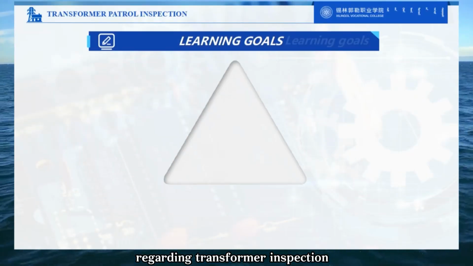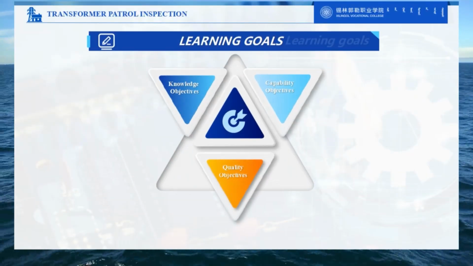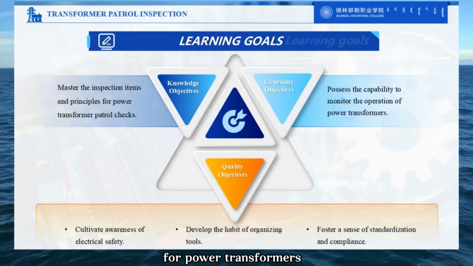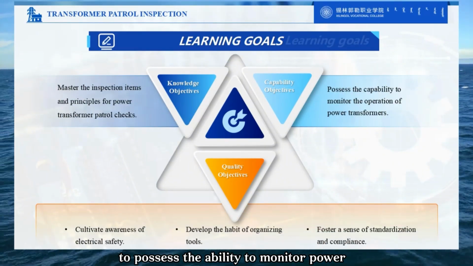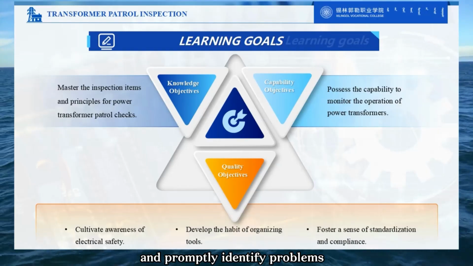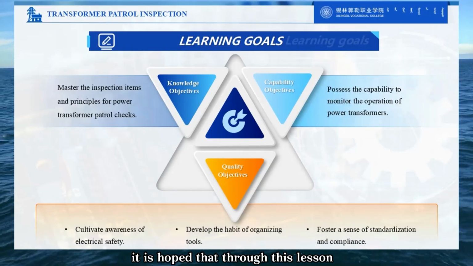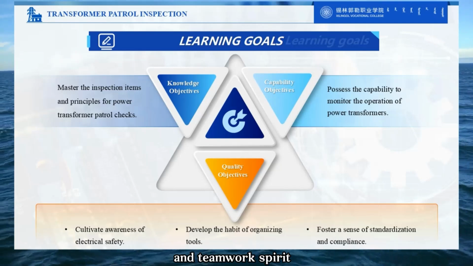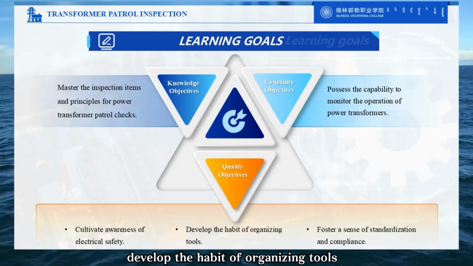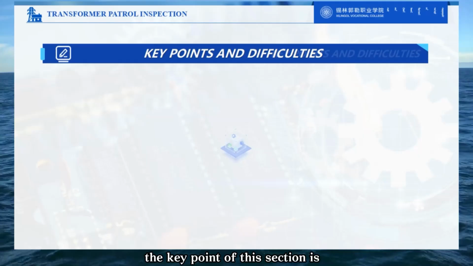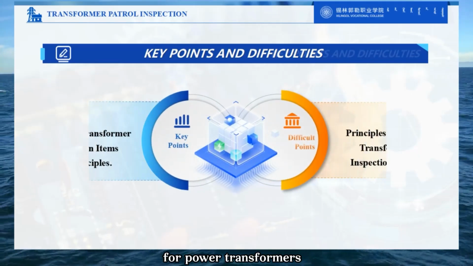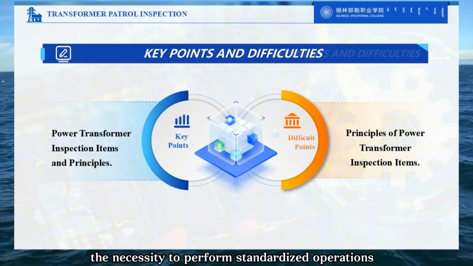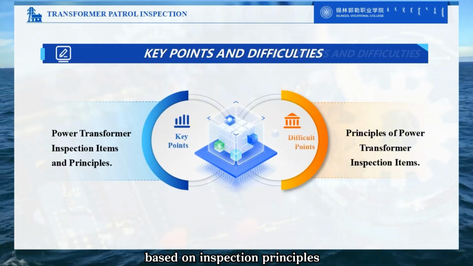Regarding transformer inspection, the learning objectives are to master the inspection items and principles for power transformers, to possess the ability to monitor power transformer operation and promptly identify problems. It is hoped that through this lesson, students can enhance their collective consciousness and teamwork spirit. Develop the habit of organizing tools. The key point of this section is the items that need to be inspected for power transformers. The difficult point is the necessity to perform standardized operations based on inspection principles.